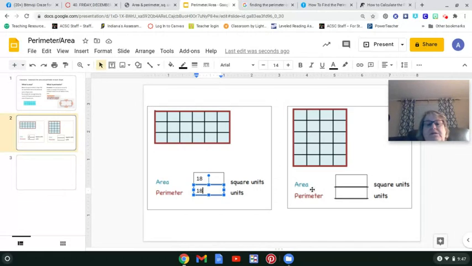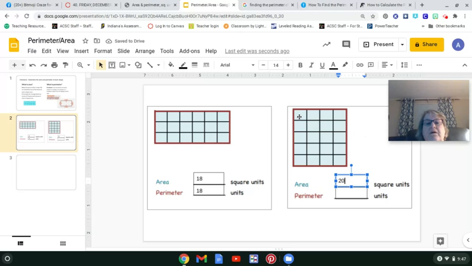Let's move to this second one. Area. How many squares are covering it? 1, 2, 3, 4, 5, 6, 7, 8, 9, 10, 11, 12, 13, 14, 15, 16, 17, 18, 19, 20. Double click in my box. And I put 20 square units.